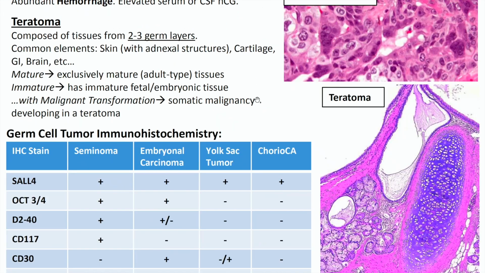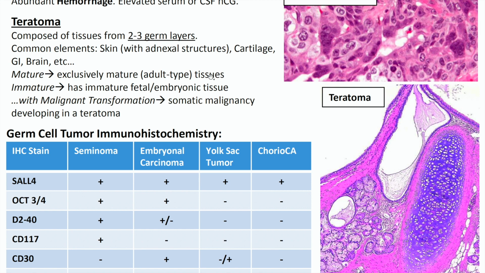So teratoma is actually composed of tissue from 2 to 3 germ layers. Pretty interesting as far as their pathophysiology and their derivation. Some common elements you'll see in a teratoma are skin with adnexal structures, like maybe some sebaceous glands or some kind of glands. You can also see cartilage, some components from the GI tract, brain, etc.